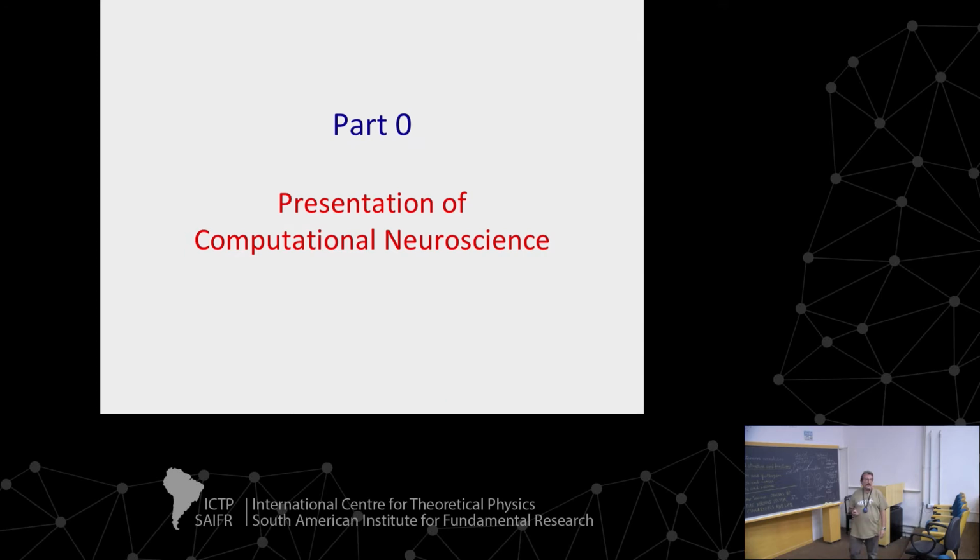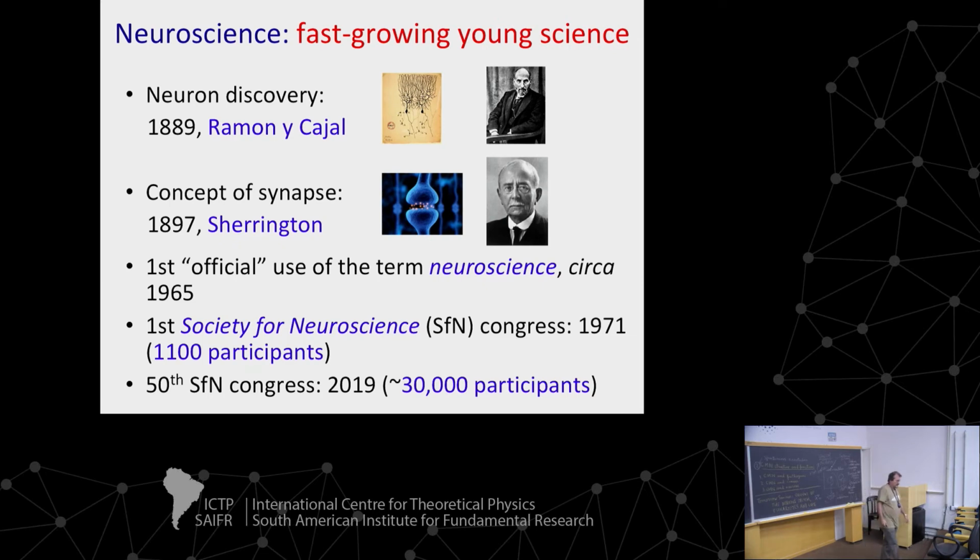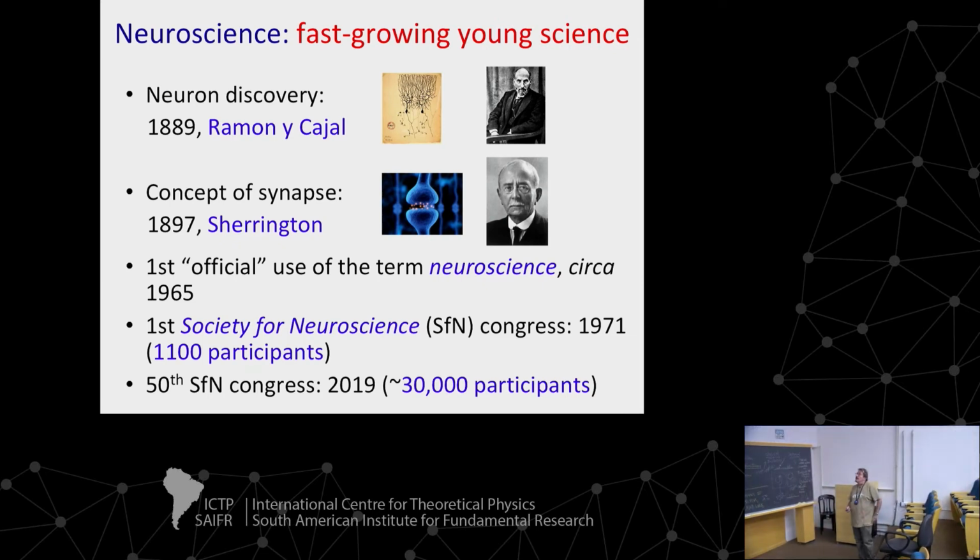Okay, so I divided this course in several parts. The first one, part 0, is just a presentation of computational neuroscience to give you a gentle introduction to the subject. So for most of you who are physicists, I'm a physicist as well, neuroscience is a very new subject compared to physics. When we start studying physics, we hear about Galileo in the 16th century, Newton, 17th century. When we move to neuroscience, of course, there were people talking about the brain before, but the science itself started at the end of the 19th century. So it's quite new compared to physics itself.